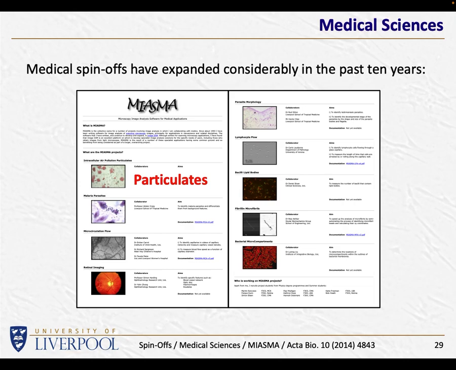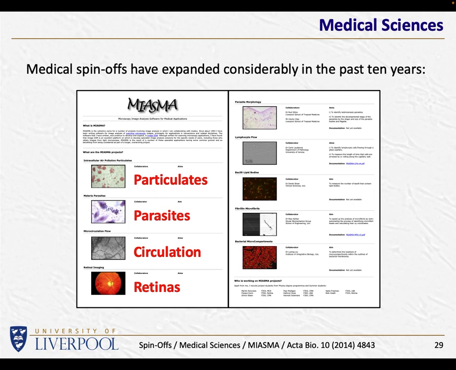For instance, one student was working with soot or carbon particulates in the lung as a result of smoking. Another was looking at malaria parasites. Another was looking at microcirculation, which I'll come back to shortly. Another was looking at retinal images to see if there are any early signs of diabetes by automatically analyzing them. Again, this is one area where a trained medic can look at that and say, that's a problem, but can you get a computer to recognize that automatically without showing it to an expert?